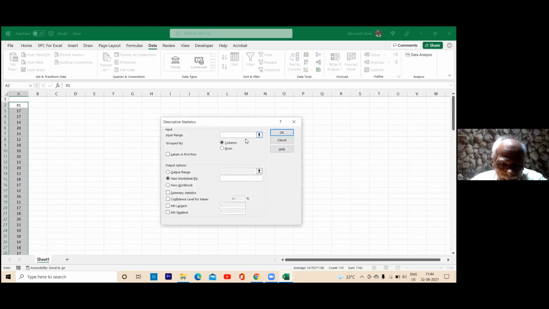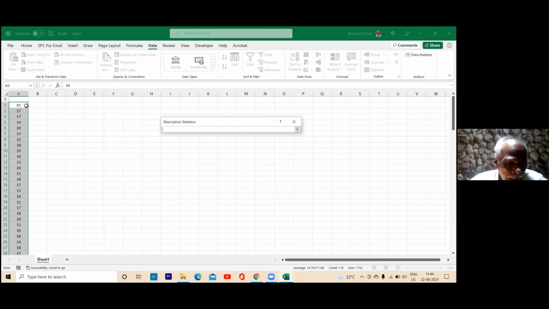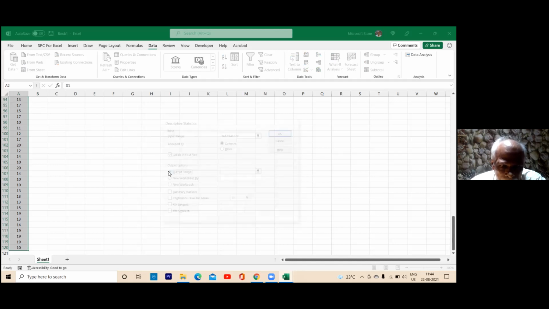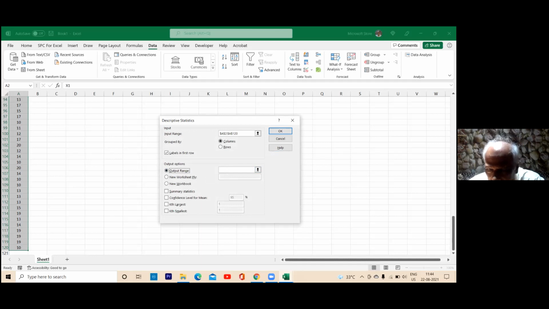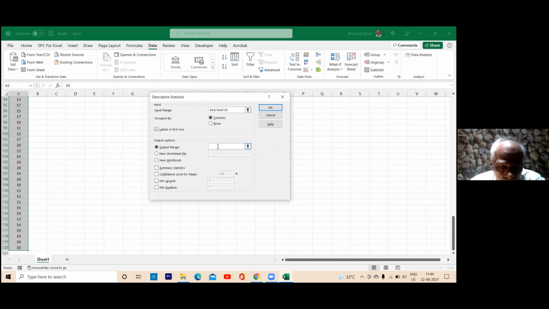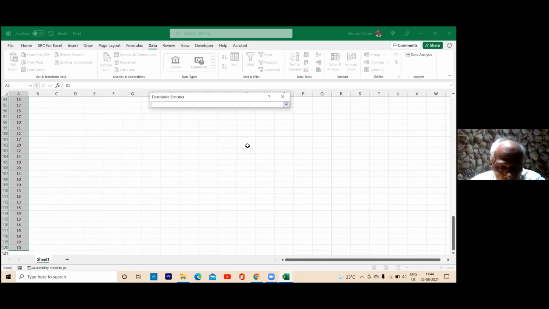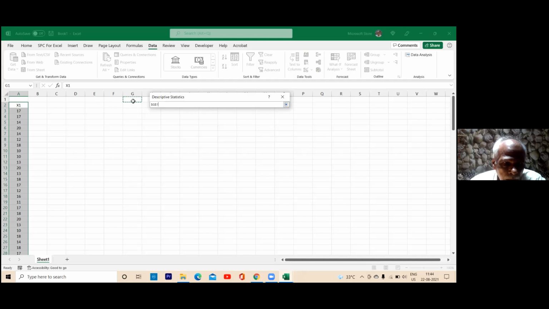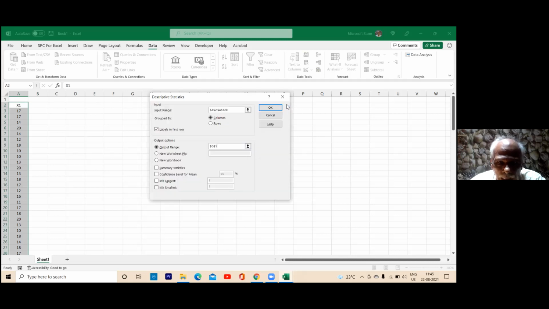What I will do is select the data as usual. So I have to go there, Control, Shift, down. It is already taken. Grouped by columns. Labels in the first row. Yes, X is there. And then for the output range, I'll put it as usual G1, wherever you want. I'll put G1. Yes, G1 is there. I'll go down and then click OK.